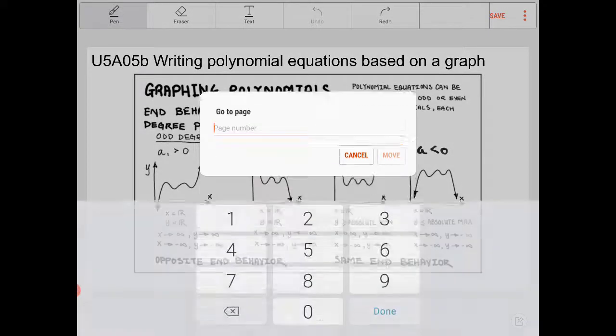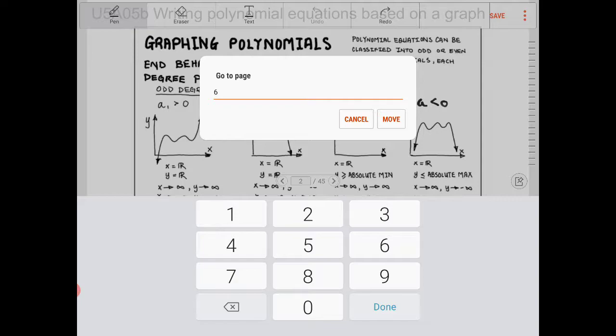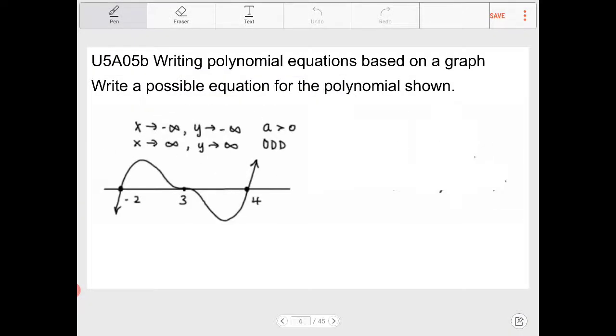And I want to go back to the 6th slide. All right, so the leading coefficient is positive. It's odd. Now we need to talk about the roots. I am aware that at x equals -2, this looks to be a single root because it just cuts through the x-axis. In its factored form, the single root is going to look like this, x plus 2.